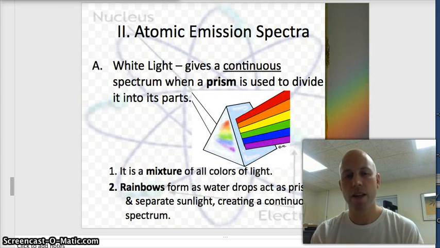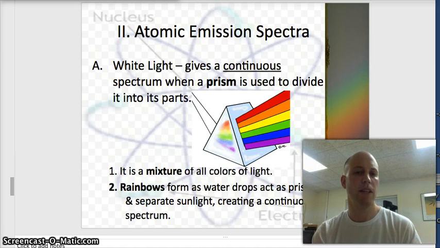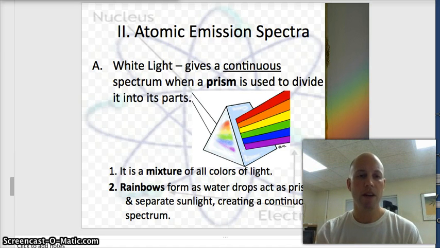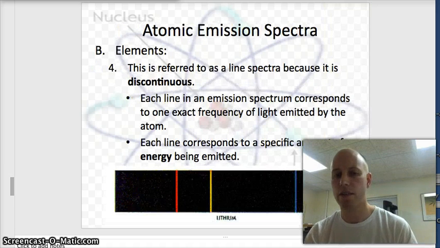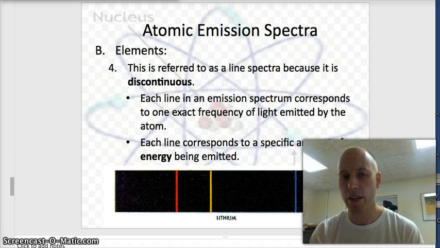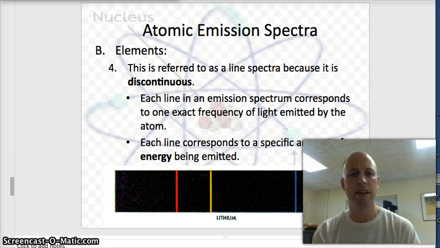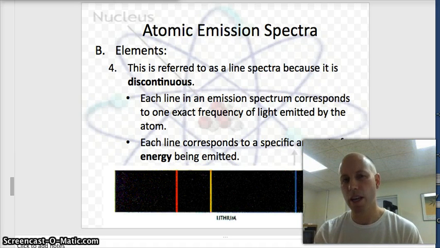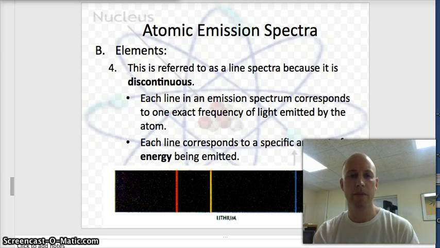This is the idea that if light passes through a prism, that gives us a continuous light, but we can also see a discontinuous spectra that's given off by electrons. We're going to dive into this idea of the spectra, look at some examples of different elements, and do a lab that's going to allow us to measure the specific lines created by hydrogen.